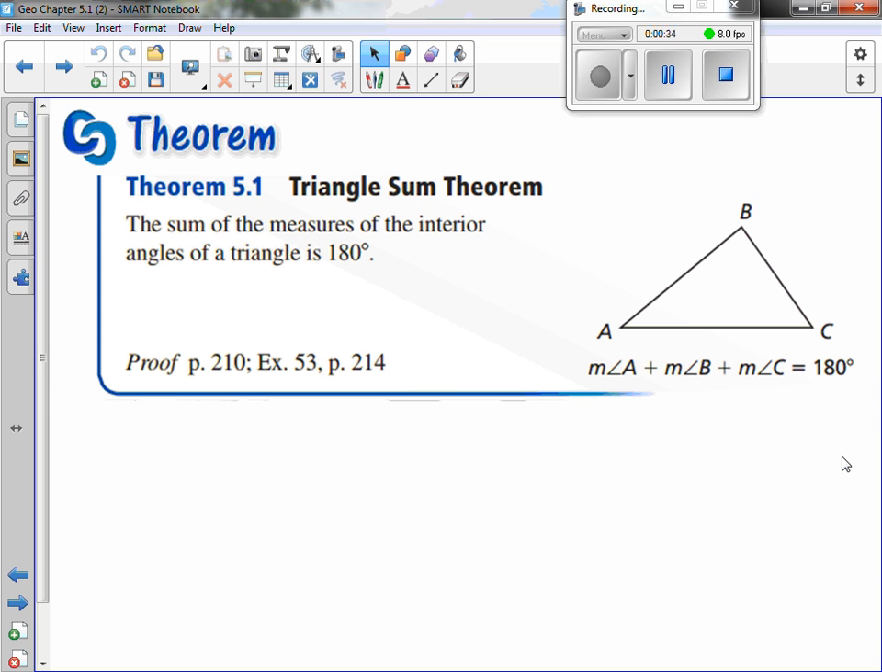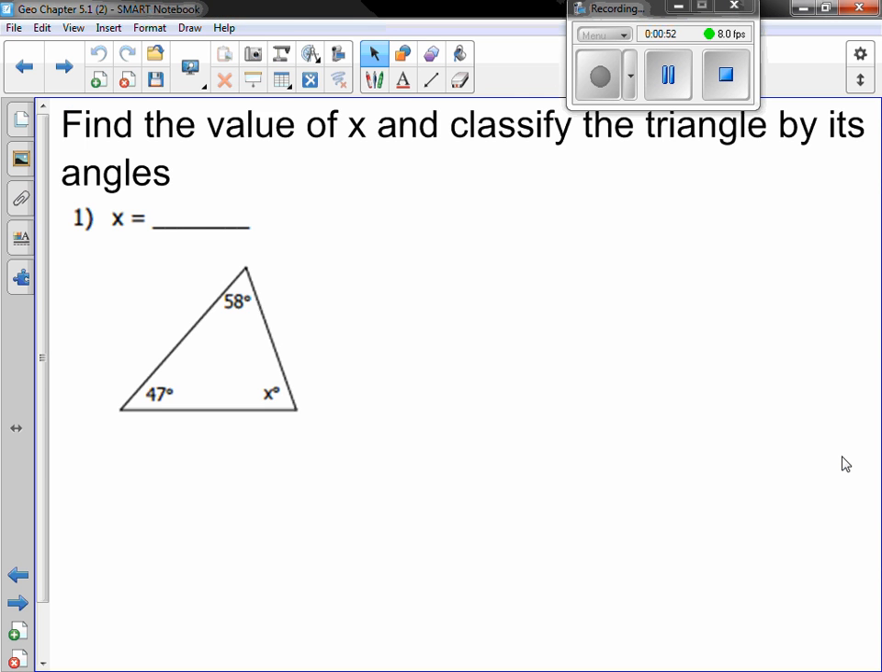Now, the sum of the measures of the interior angles of a triangle is 180 degrees. When we add all three angles inside the triangle together, we get 180 degrees. And we knew that, yes? The sum of the interior angles of a triangle is 180. They're always going to add together to be 180 degrees. So the sum of the three interior angles will always equal 180.